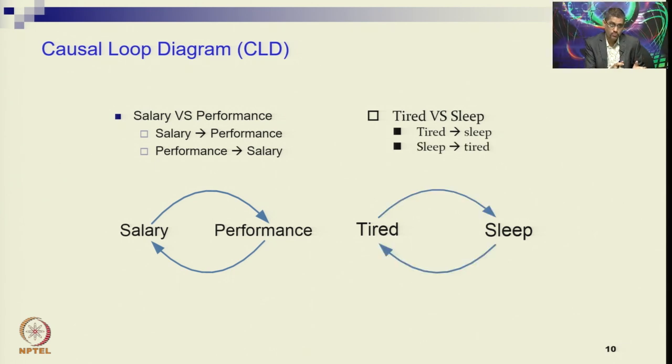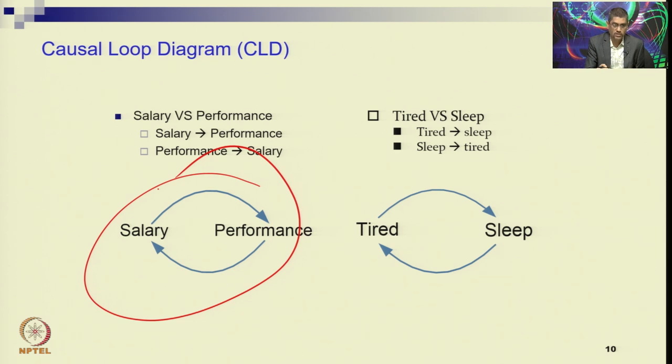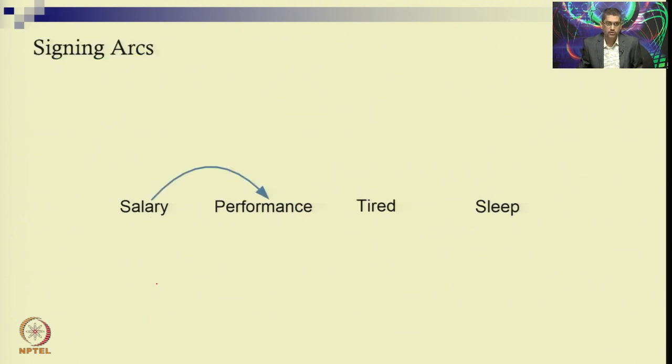As I was talking about, there is a reinforcing loop, and there can be a balancing loop. Think about salary and performance. It's reinforcing: the higher the salary, the higher the performance; the higher the performance, the higher the salary. So in both cases it's positive. You can think of it as positive feedback. Look here, both are positive, so it's a reinforcing loop, like exponential growth. It's increasing. It's a motivational loop.